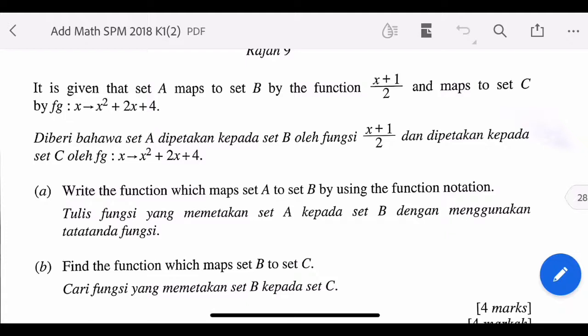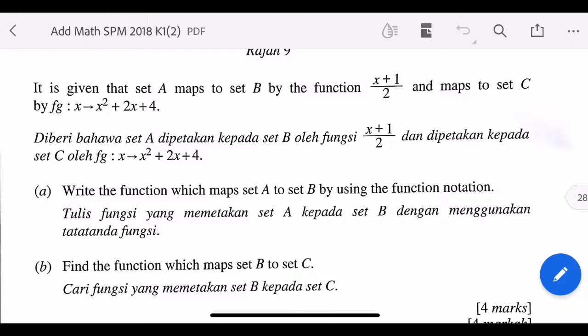So for this type of question, you have two scenarios. For this scenario, you are given fg(x). And I just want to ask you, the function that maps A to B is f or g? You think first. Is it f(x) or is it g(x)? Okay, right. Your answer is correct, I guess. So it should be g(x), right? Because g(x) is the object. So the function will bring the object g(x) to the image x squared plus 2x plus 4.